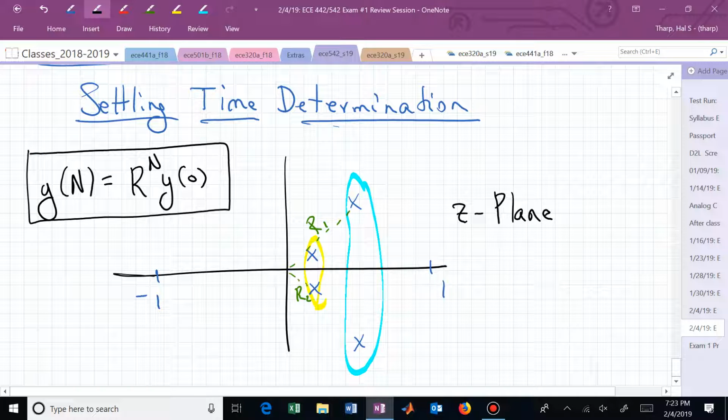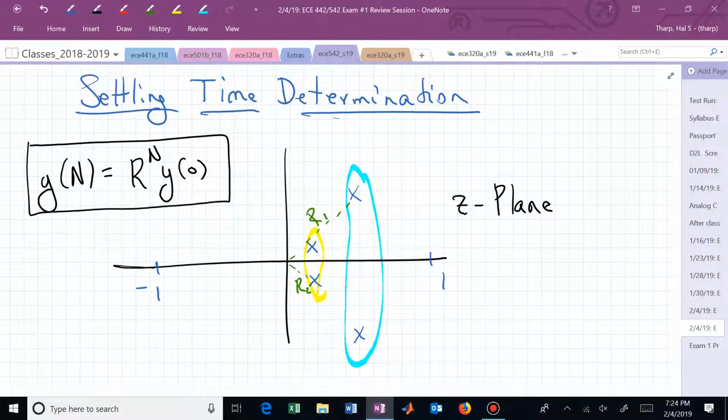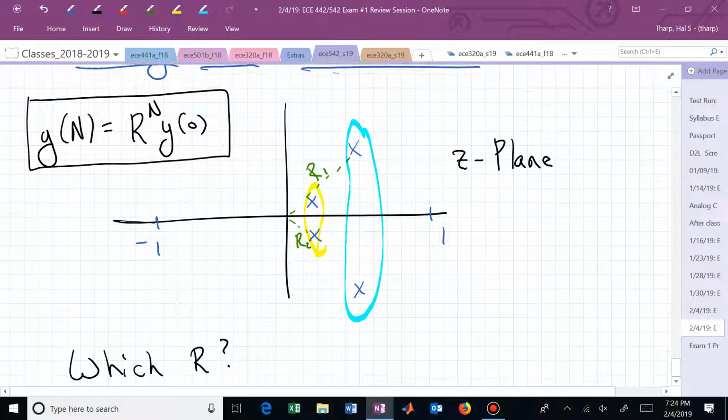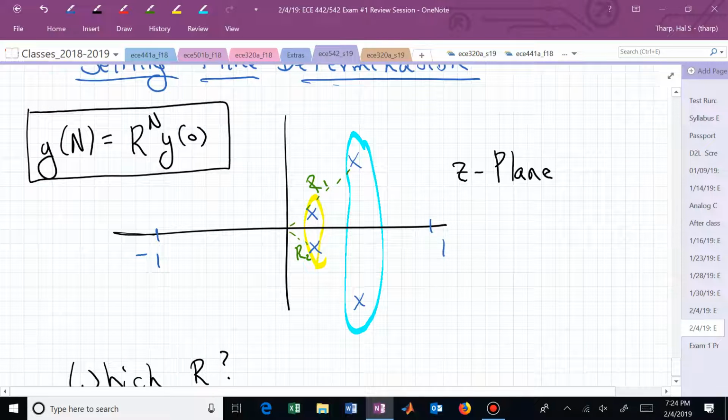If that's our formula, which R do we plug in? R sub 1 or R sub 2? Or which one's the slowest pole pair and which one's the fastest? Can we identify that? R1 is which?